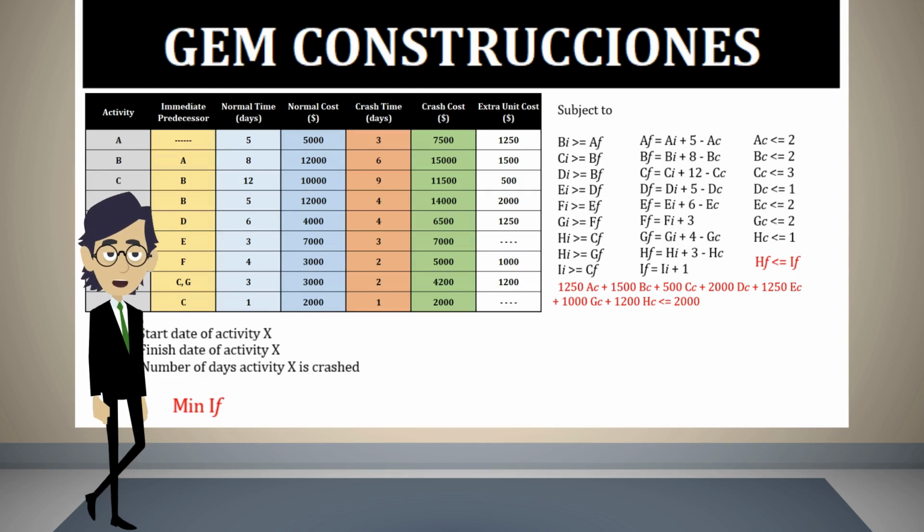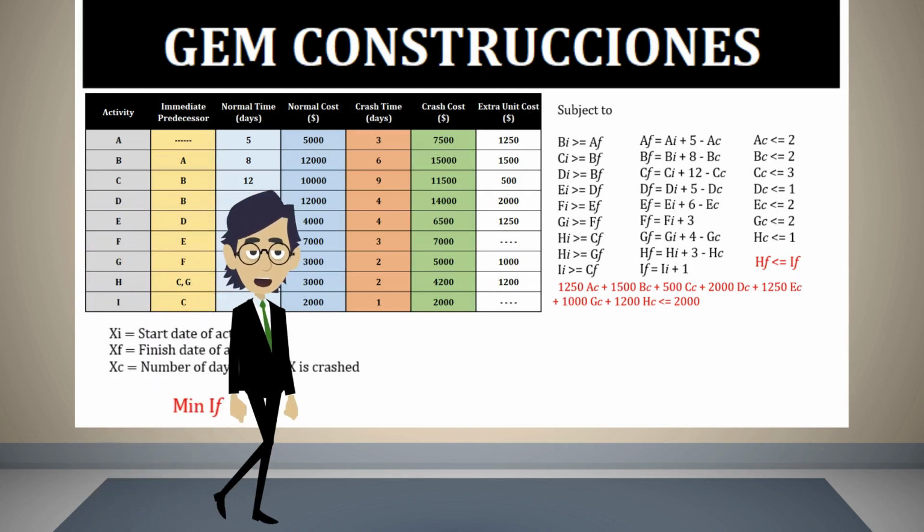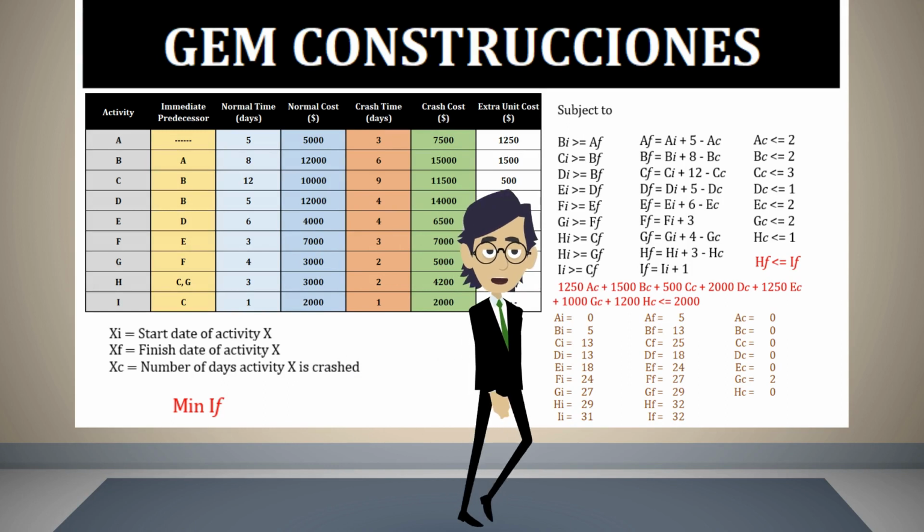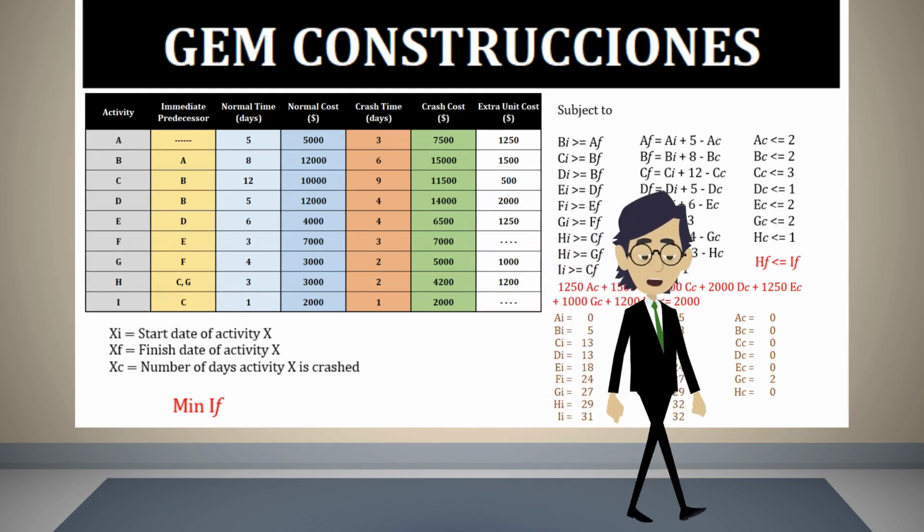I will run the model in the software, and this will be the new solution. The new solution indicates that we only need to decrease the duration of activity G by 2 days, and the project can be finished in 32 days. As you can see, the critical path method has a lot to do with project management.